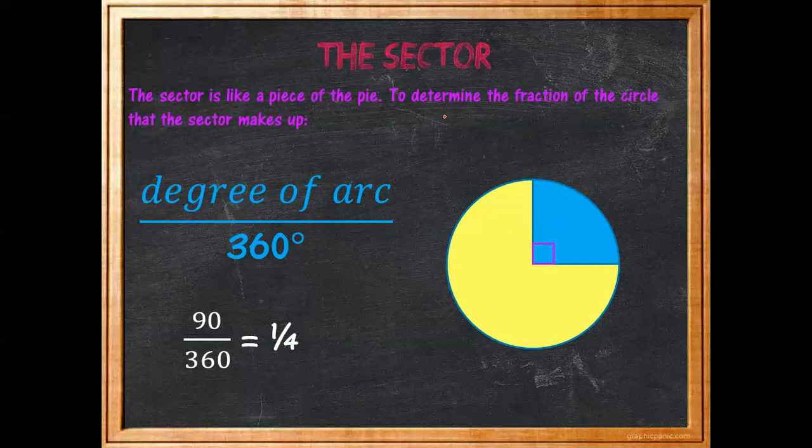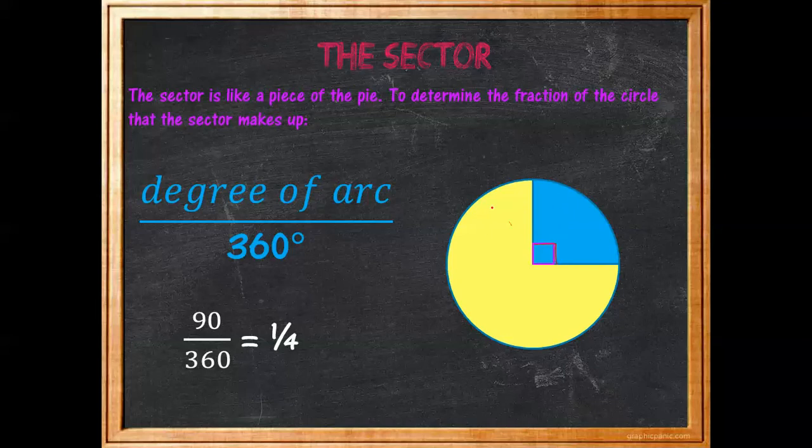To determine the sector, it's basically like determining the fraction of the circle that the sector makes up. So what you want to do first is find the degree of the arc. That's how much space this arc covers. The degree of the arc is just the angle that the triangle makes on the inside, the angle that's right across from it. Here, see how this has a right angle? That means that the arc is 90 degrees.